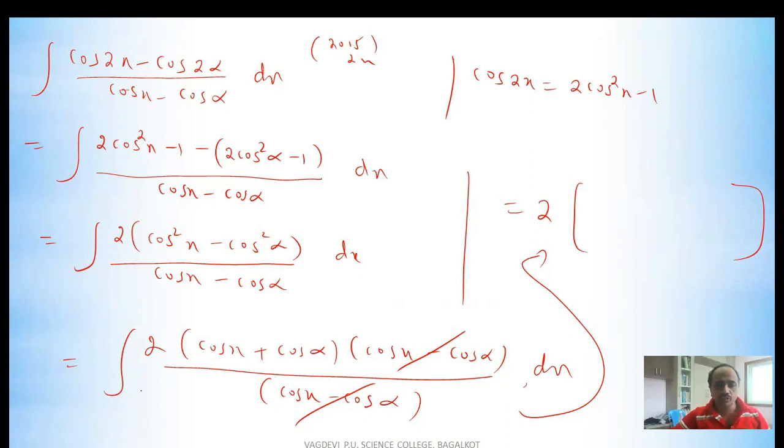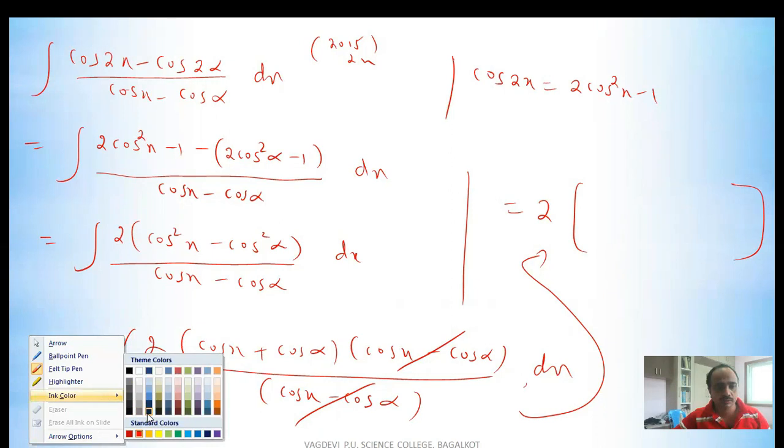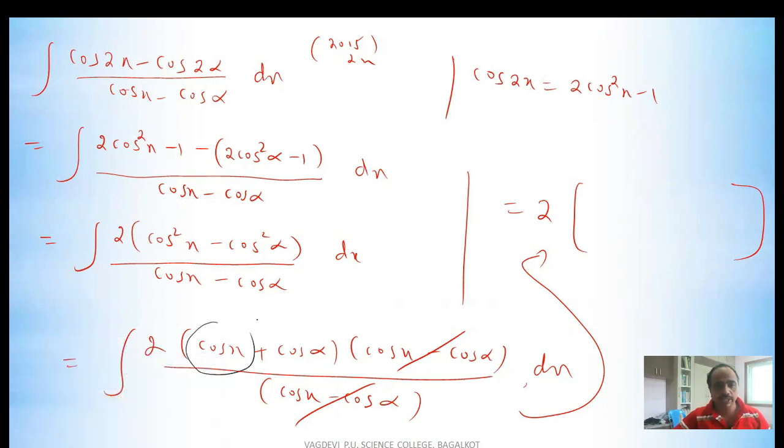Now, what is integration of cos x? Integration of cos x is sin x, not minus sin x. Why is the integration of cos x sin x? Because the derivative of sin x is cos x. Next, integration of cos alpha. Cos x is a function, it contains x. Cos alpha is not a function, alpha is a constant.